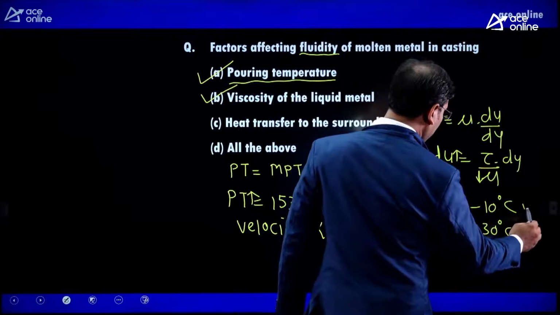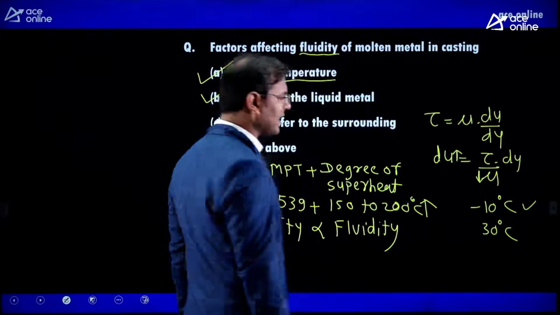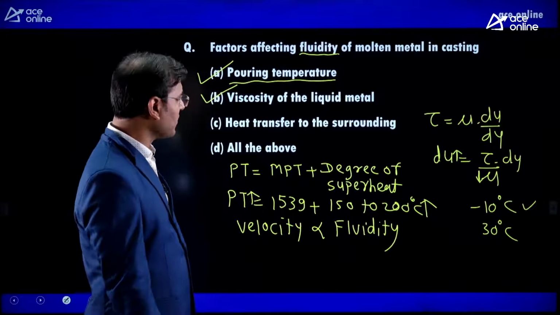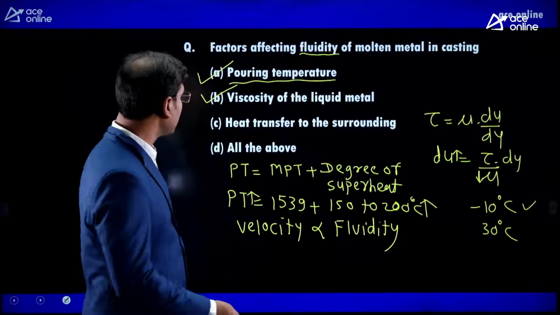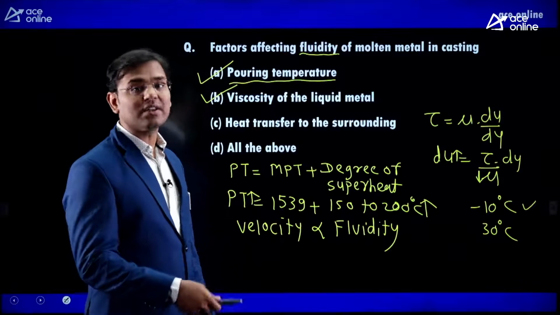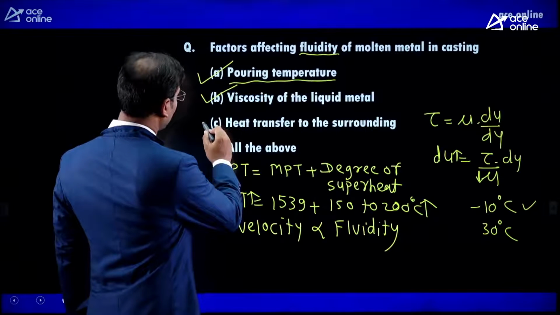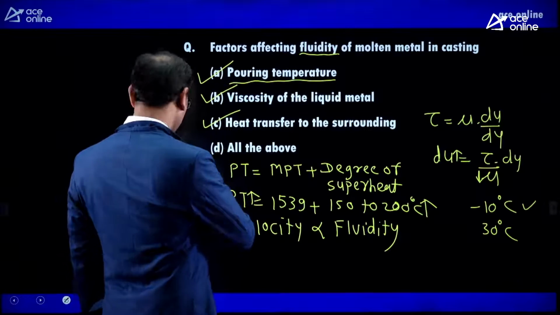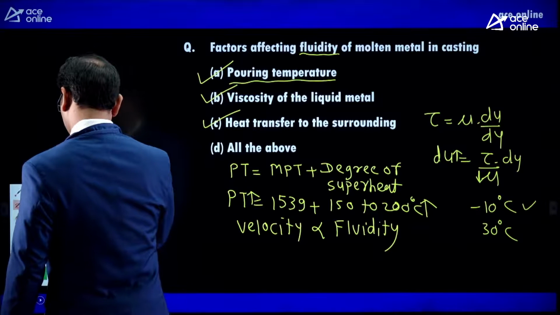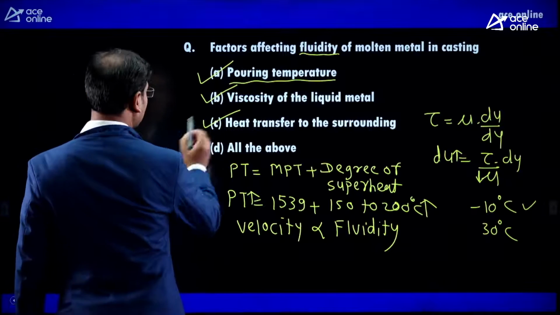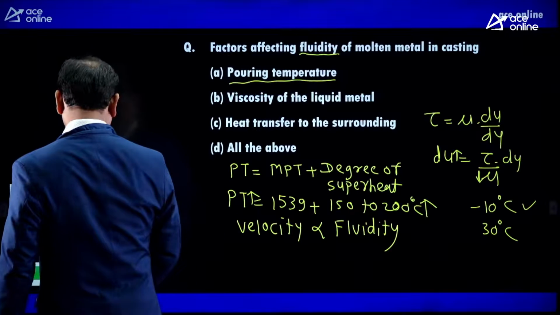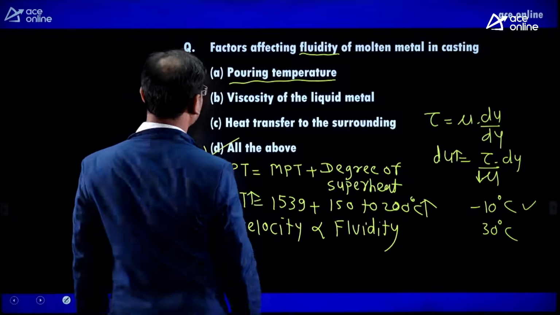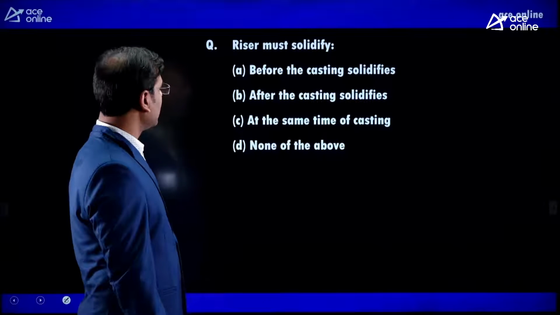In the first case, the heat transfer will be more, and in the second case, the heat transfer will be less. And if the heat transfer is very fast, then viscosity of molten metal is going to increase, then the fluidity is going to reduce. Hence, the option C is also correct. Therefore, I can write the correct answer as all the above. All options are right. Now see the next question.